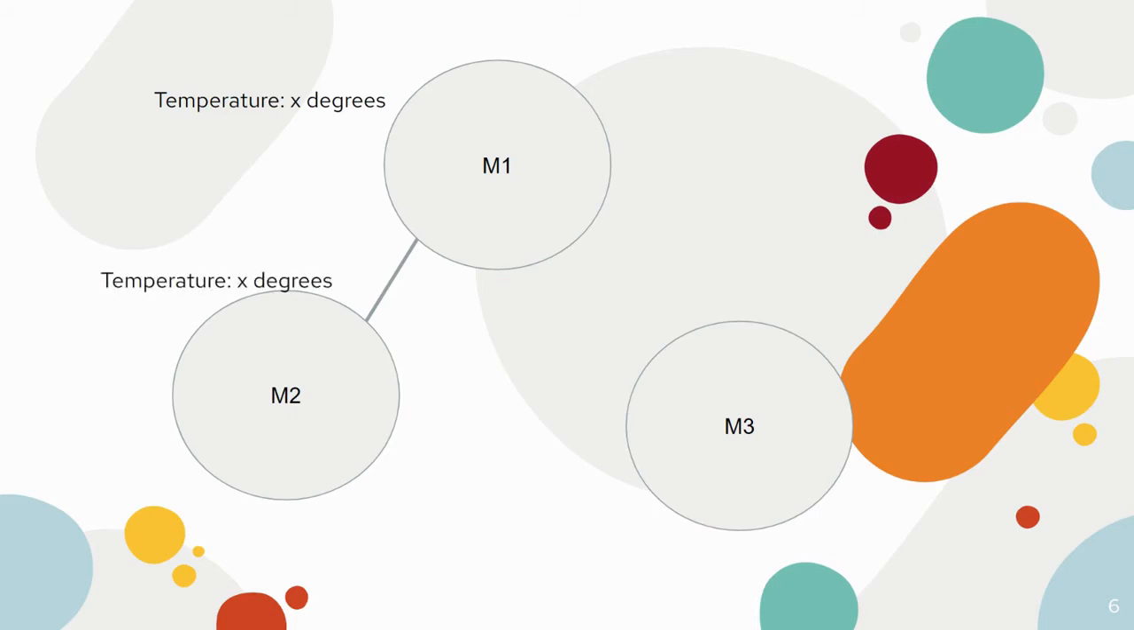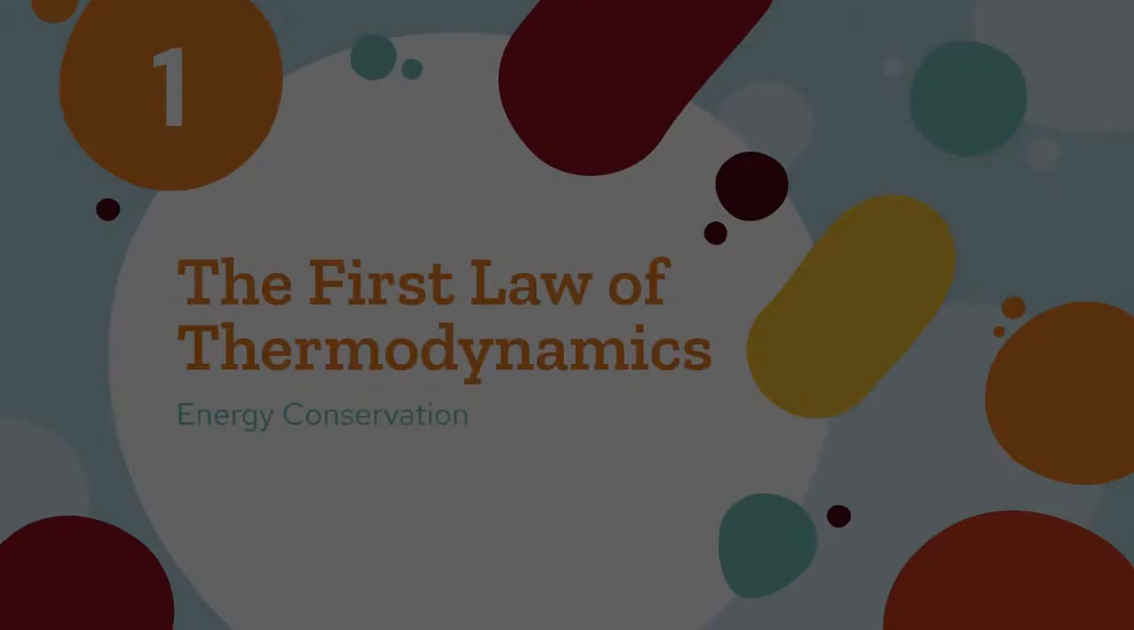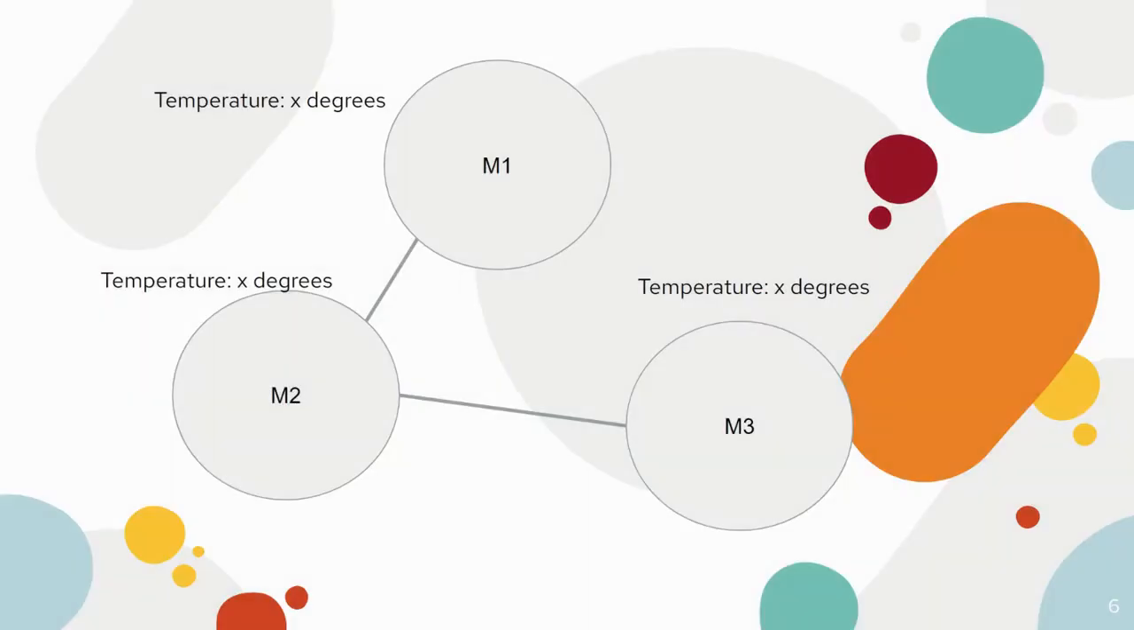Now, if we get M2 and M3 and get a physical conductor to connect those two, then M3 will also be X degrees. This means that M1 and M3 are both X degrees, and so they are in thermodynamic equilibrium. Also note that after all of them become the same temperature, the energy transfer stops happening, so they remain at X degrees. This is similar to how a thermometer works, an internal thermometer.